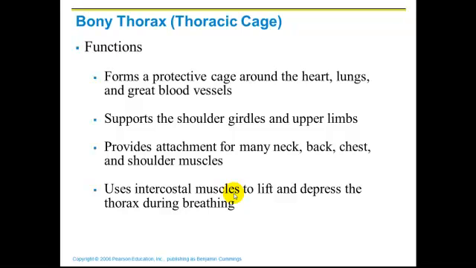We'll see there are going to be many muscles that attach. And then finally, what I would think might be the most important function is the muscles between the ribs called the intercostal muscles. These are going to be the muscles that allow for breathing to occur, that along with the diaphragm. Right, so pretty important functions.